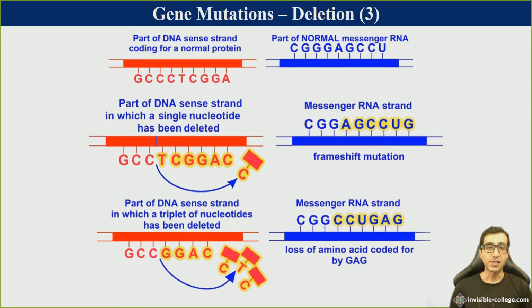So, to summarise, this is what's happened. Now, again, we said before, if instead of removing a single base here, we were to remove 3 bases here, then we lose 1 amino acid from the polypeptide chain.